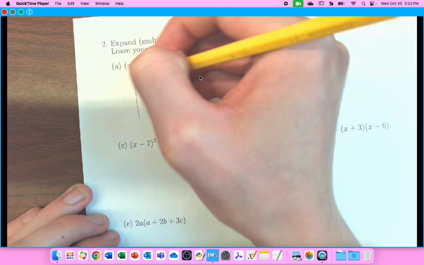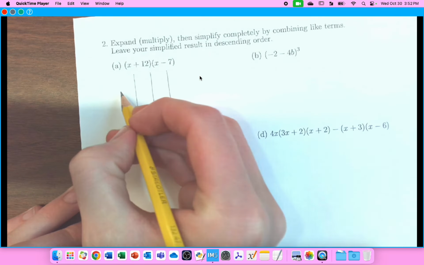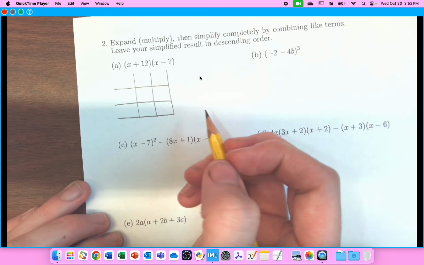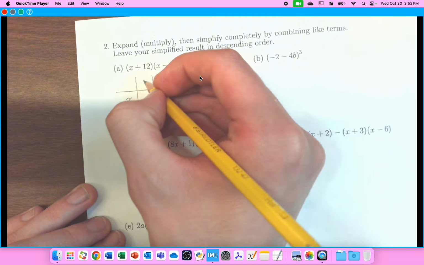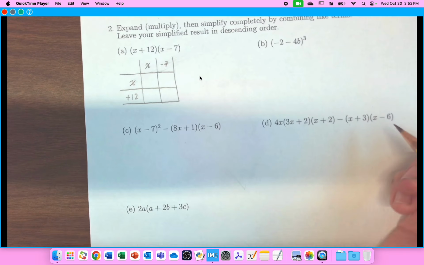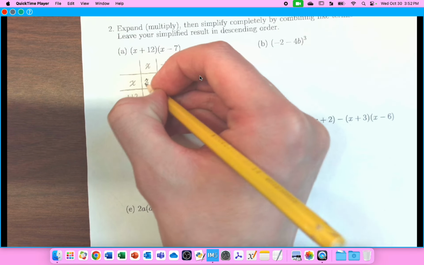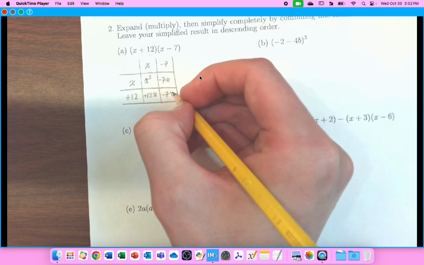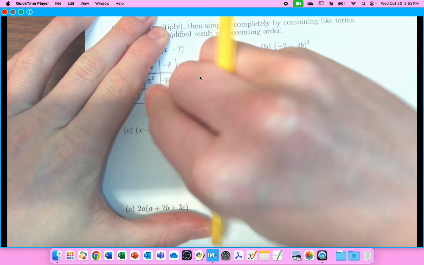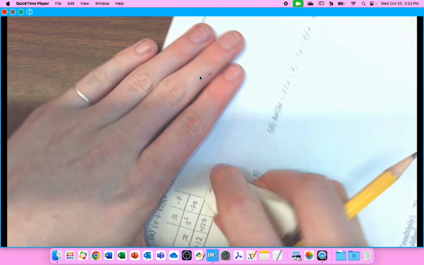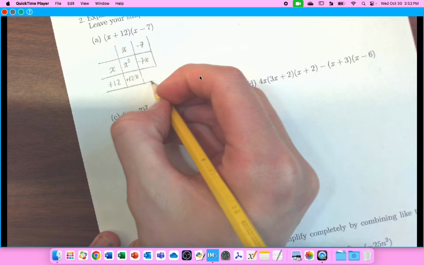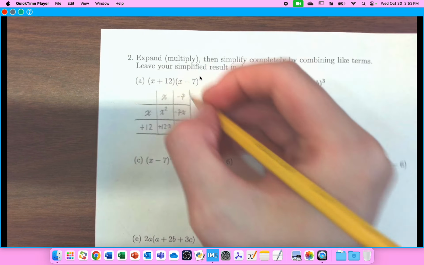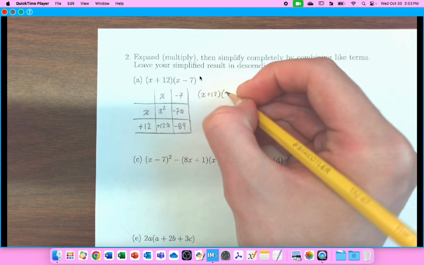Okay, so I'll try to show it the way that I didn't really ever show too much when we were actually going through this. But we basically can have x plus 12, x minus 7. So we can basically multiply this way. Negative 84. So that's actually the same as if we did FOIL.